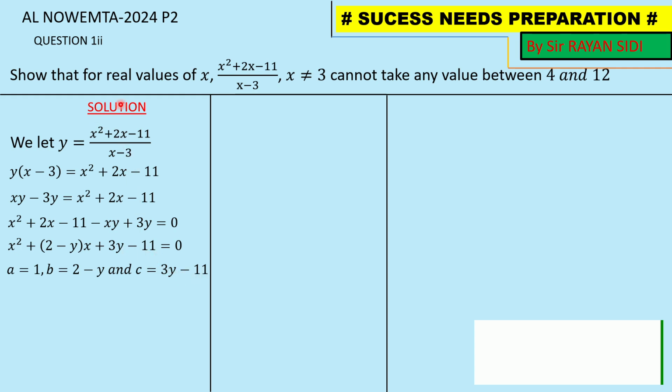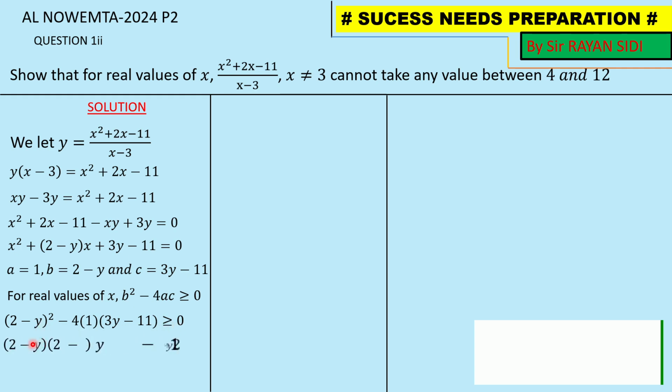Now, for real values of x, we recall that b squared minus 4ac is greater than or equal to 0. We have our b, which is (2 minus y) all squared, minus 4 times a, which is 1, times c, which is 3y minus 11, is greater than or equal to 0.